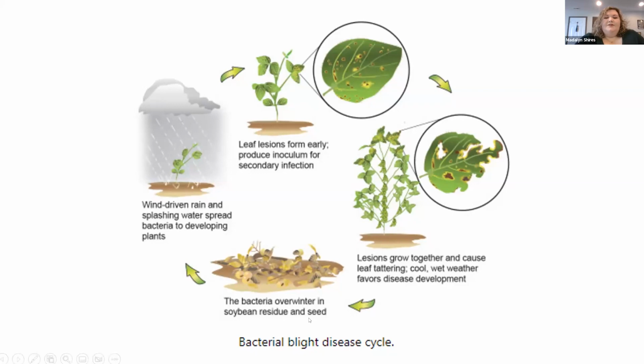And while this is a bacterial disease, it acts very much like the fungal diseases. It overwinters in the soybean residues and seed. The rain or watering that occurs can splash the bacteria onto developing plants. The leaf lesions that we saw in the previous pictures form early in the season and are able to produce more bacterial inoculum to continue the infection. As the season continues on, the lesions grow together and cause leaf tattering. Cool, wet weather is favored for disease development, and then the cycle starts over again.